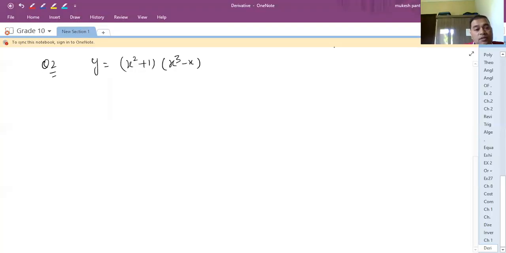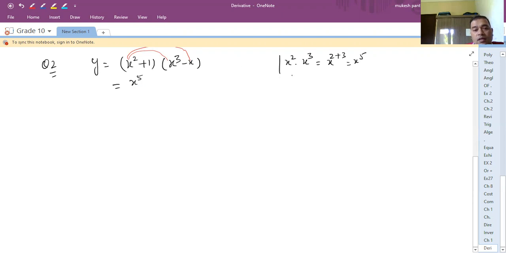This is the question: x squared plus 1 and x cubed minus 1. So how can we do this one? First, you need to simplify it, multiply this. x squared and x cubed, same base. It means there will be addition of powers: x to the power 5, right? x to the power 5.